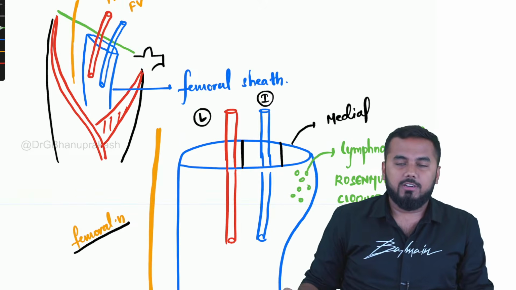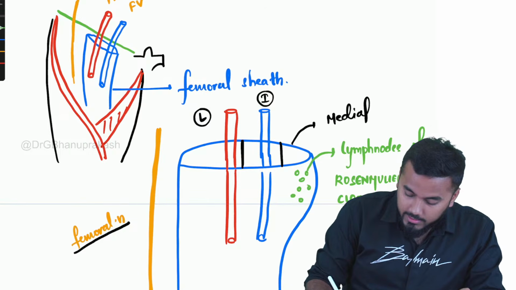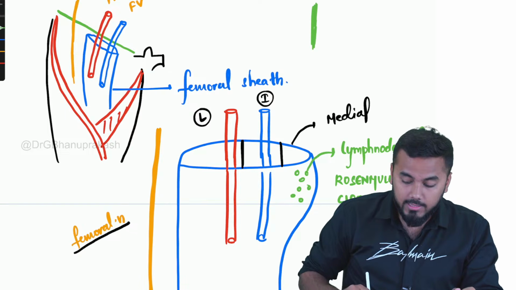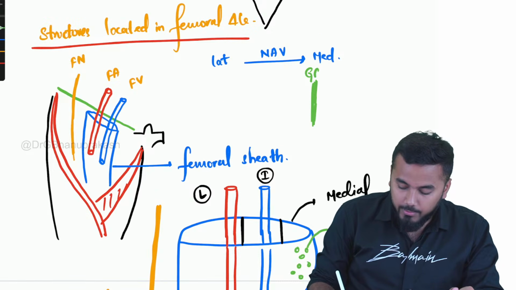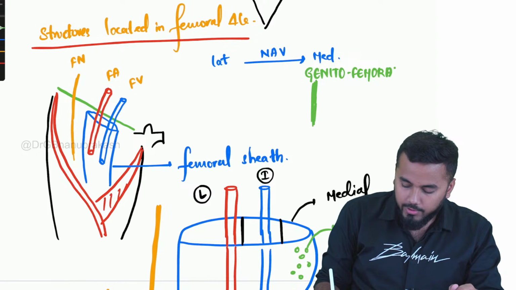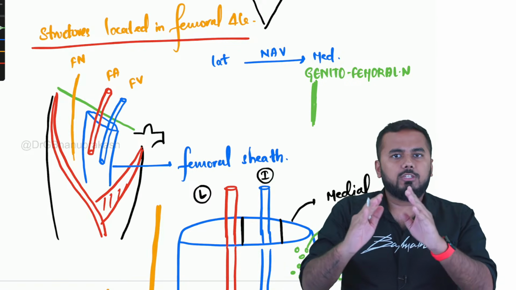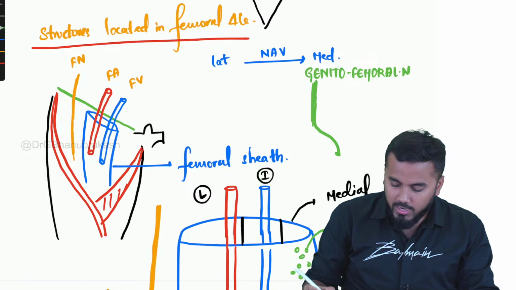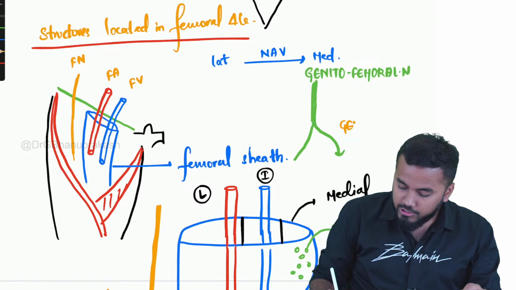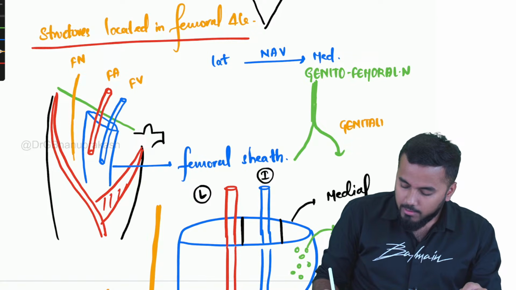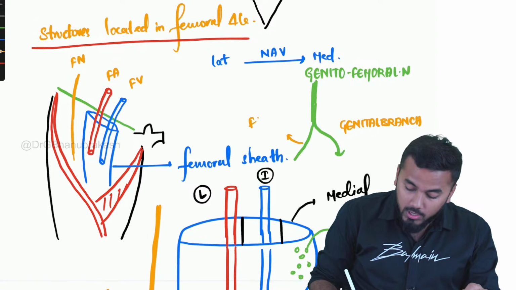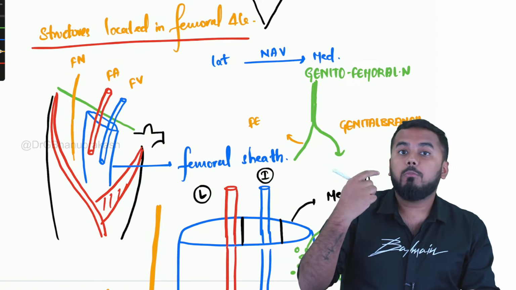There is also another structure. Look here very carefully. This is a nerve. The name of this nerve is the genitofemoral nerve. This genitofemoral nerve has got two branches. This is branch 1, this is the second branch. Now this first branch is called the genital branch, which supplies your genital area. And this second one is called the femoral branch, not femoral nerve. It is a femoral branch.